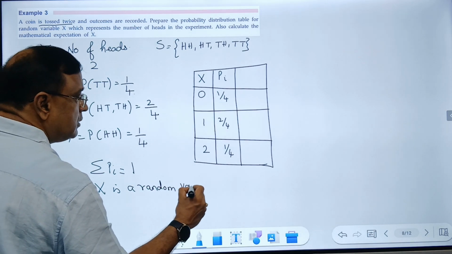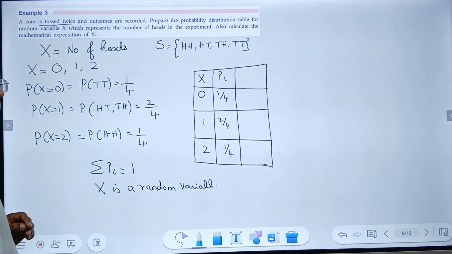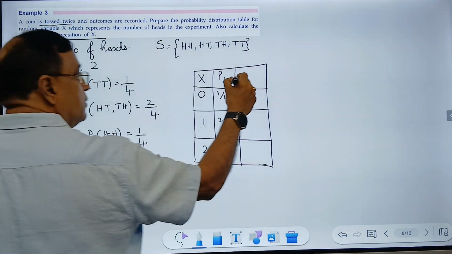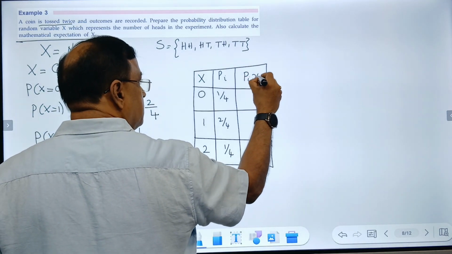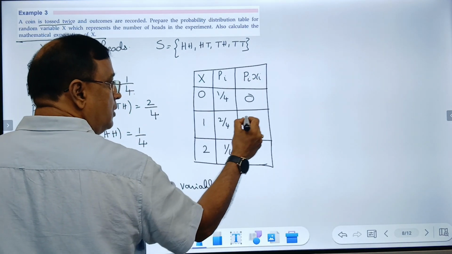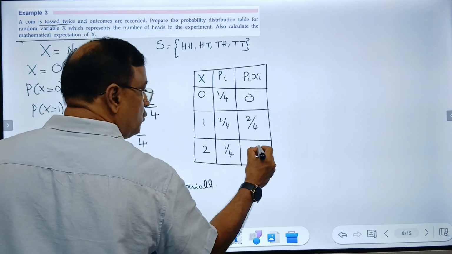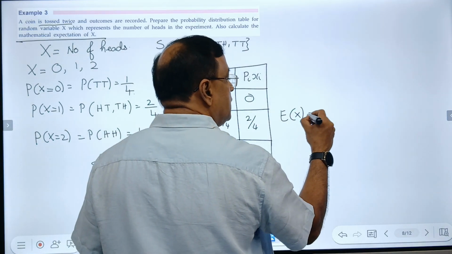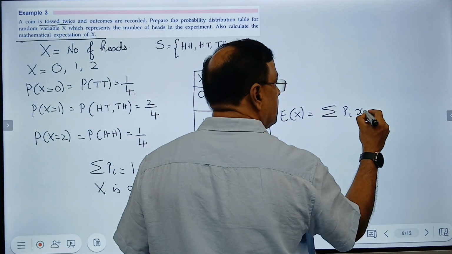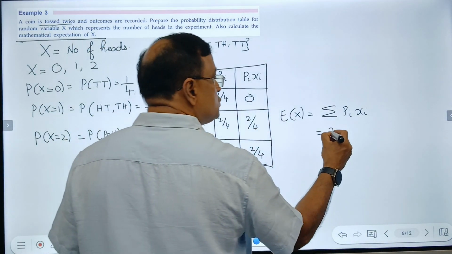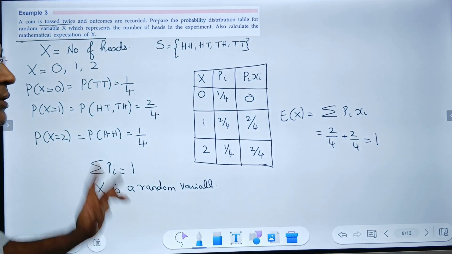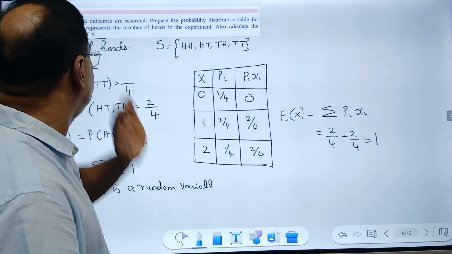It's always good to do it, to be very sure that you have not missed out anything. Now he is also asking me to find the expectation of x, that is the mean. So what do you do? You multiply pi xi: 0, then 2 by 4, again 2 by 4. What is the mean formula? E of x is nothing but sigma pi xi. So that is the total of this, which is 2 by 4 plus 2 by 4, which is nothing but 1. So the expectation is 1. Okay, I hope this is clear to you. Let's go to the next question.